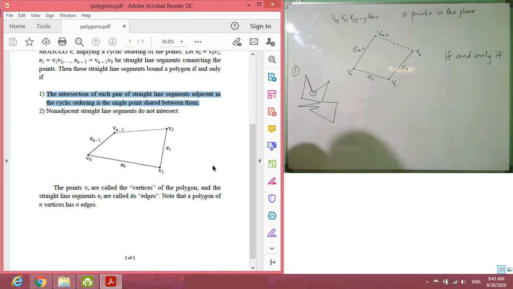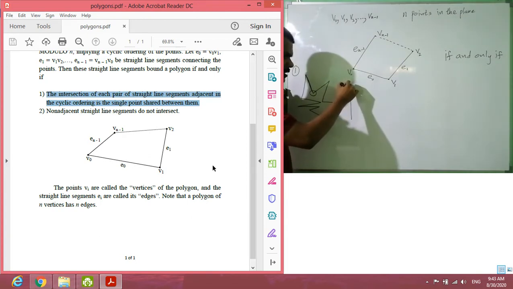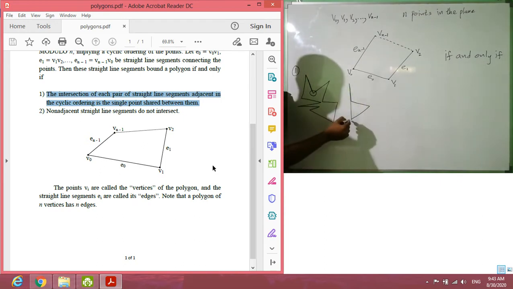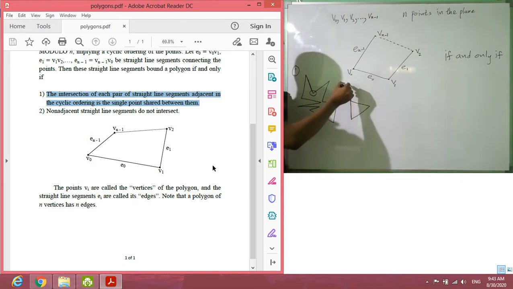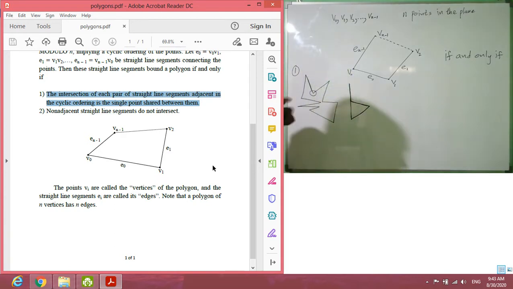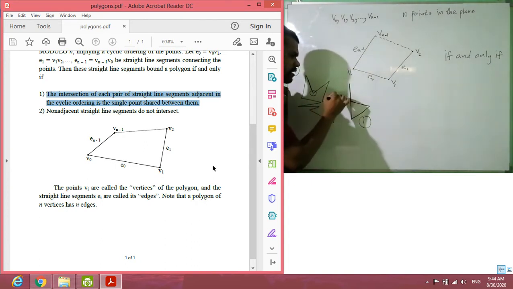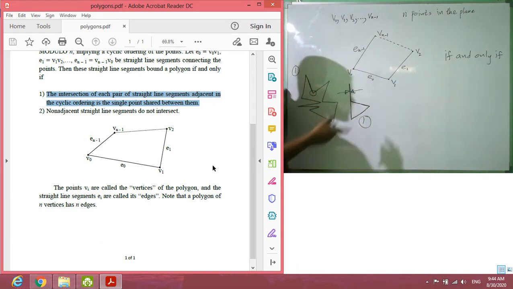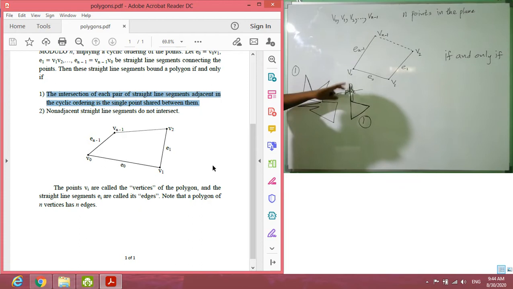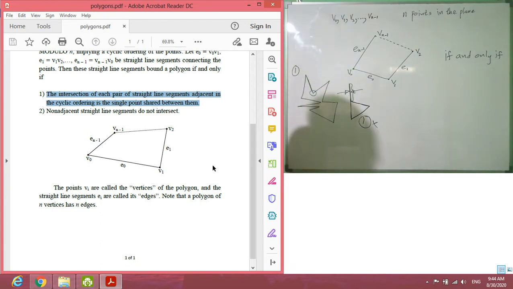So if you consider this kind of a polygon, you have to look how I draw this one, then here this edge and this edge. Does this follow condition one? No, because this edge and this edge are adjacent in the cyclic ordering, but they do not share a single point. Infinitely many points are shared. So this does not follow condition one.